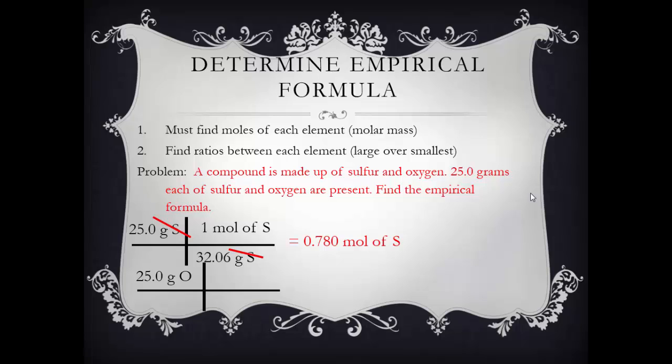Same thing with oxygen. You have 25 grams of O, not O2. This is elemental. And divide by 16 or so, and you get 1.56. So those are the moles of each.